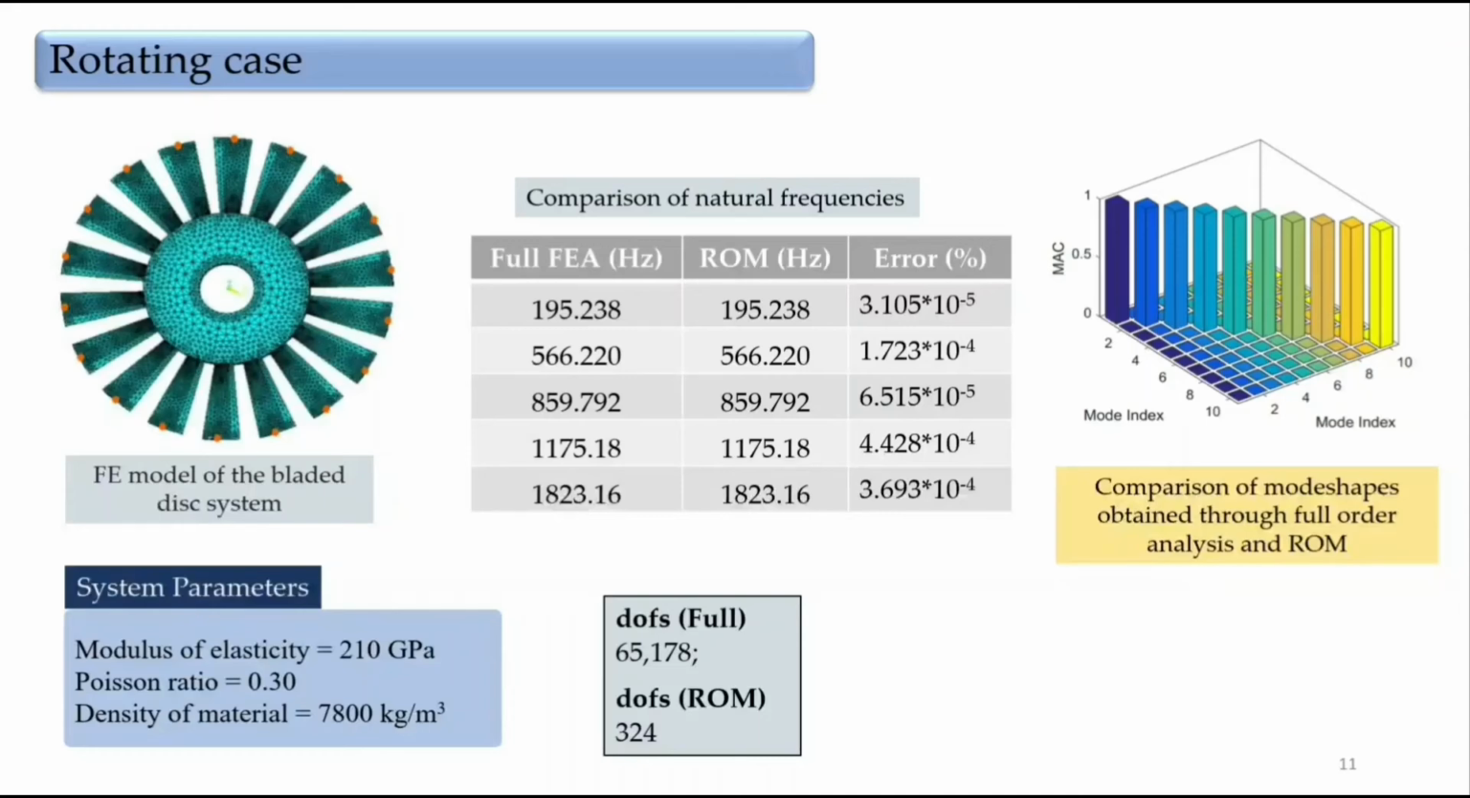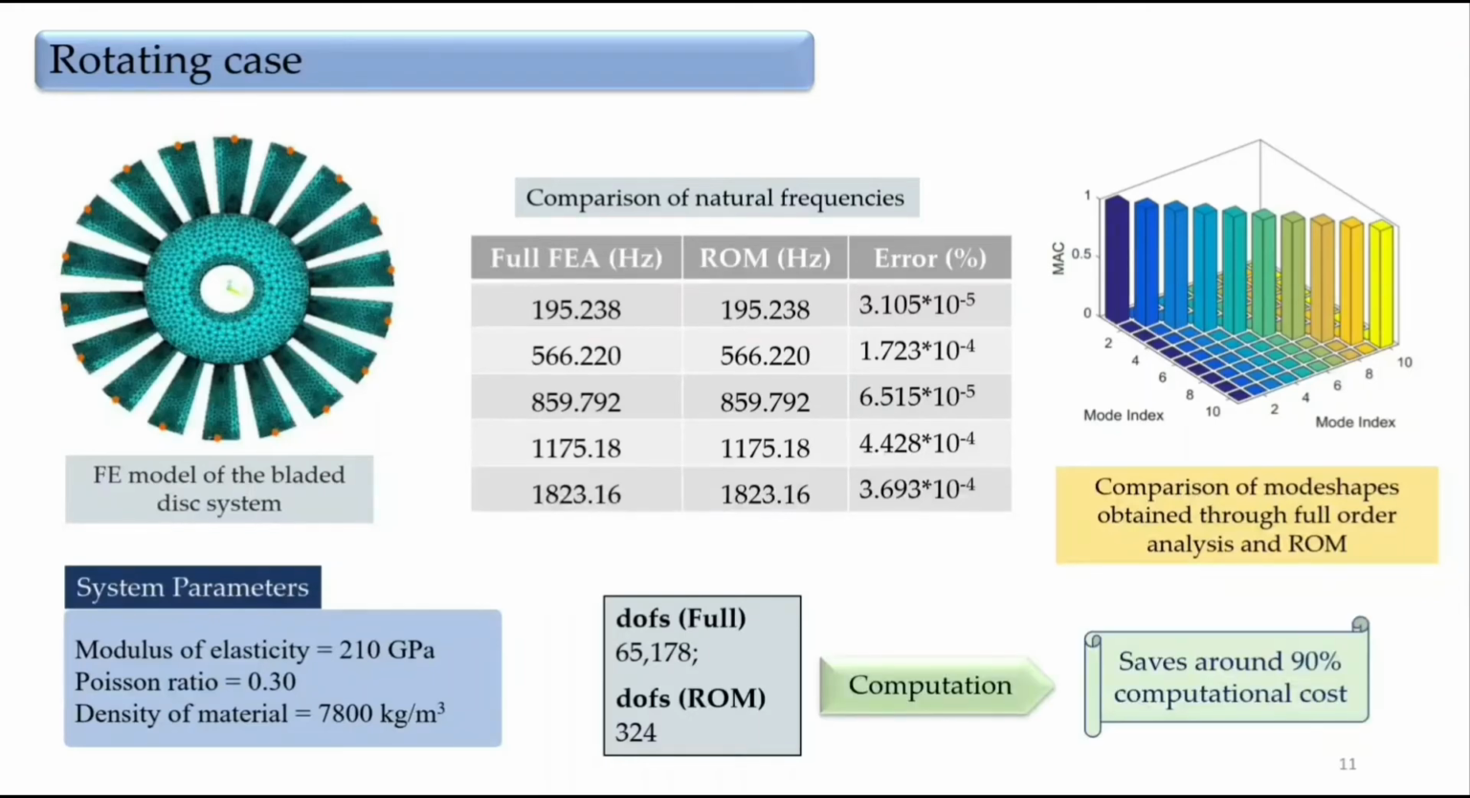And we can see that for the full order system, the degrees of freedom are approximately 65,000. However, in the reduced order framework, it is just 324, and it approximately saves 90% of the computational cost.